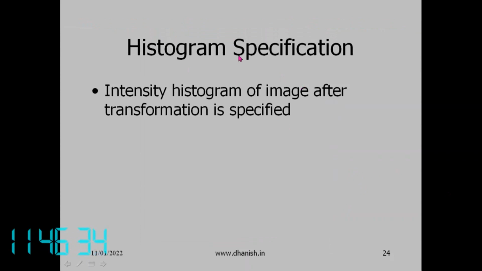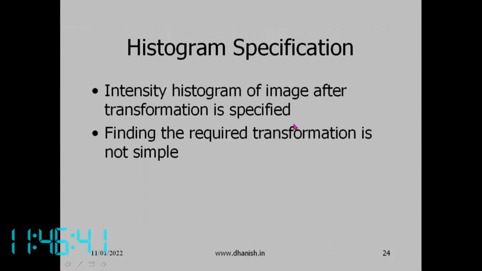So that is histogram specification: the intensity histogram of the image after transformation is specified. Finding the required transformation is not simple. Finally, after transformation, what is the required histogram that is specified? So that is histogram specification. What transformation will give the desired histogram of the transformed image? Finding that out is not so simple. That is the only problem with this approach.